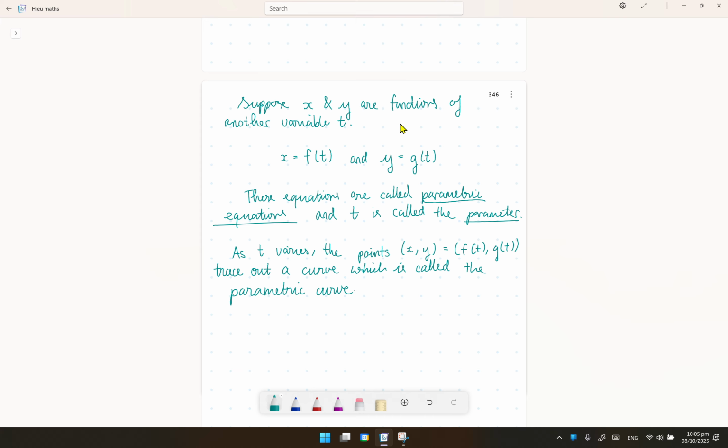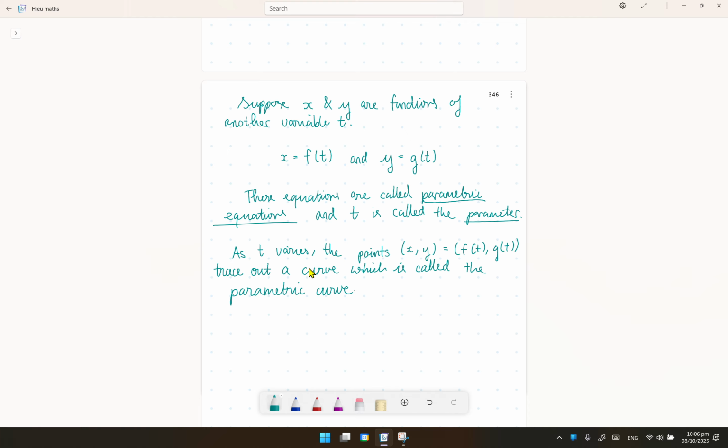But in this case, we're referring to parametrics as having a common parameter. You know what I mean. And as t varies, the point (x, y) is equal to (f(t), g(t)), which is a translation of just x equals f(t). We put f(t) in place of x, and y equals g(t). Okay? The plot of these points traces out a curve, which is called the parametric curve.